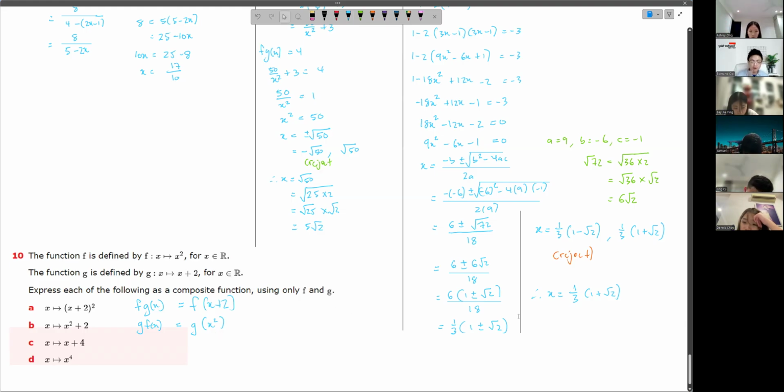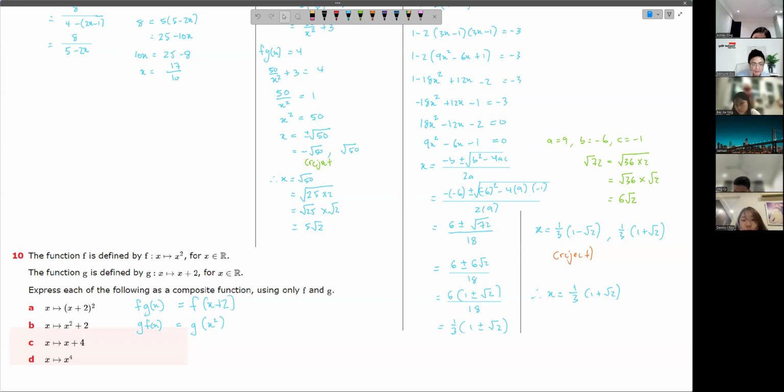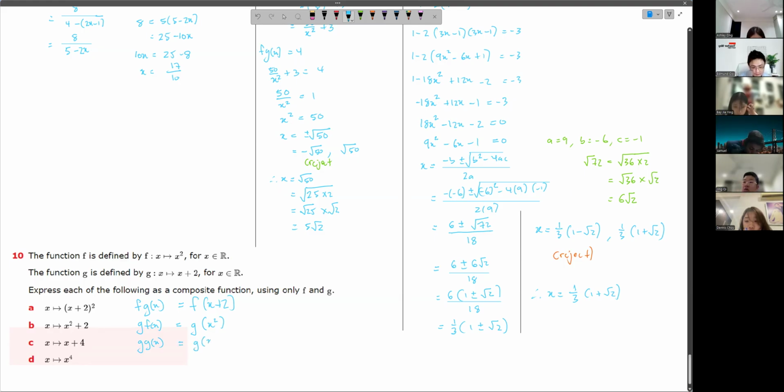How about c? So c, how do you want to get x plus 4 here? This will be g of g of x, right? Because you put g into itself, so this will become x plus 2 plus 2, which is x plus 4. That's how we get x plus 4. So this is like reverse. They give you the final form, ask you to guess which one it is.